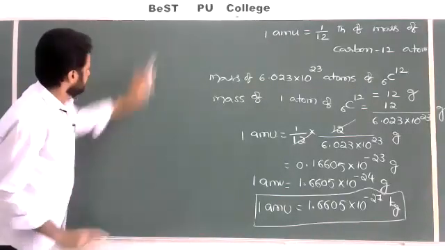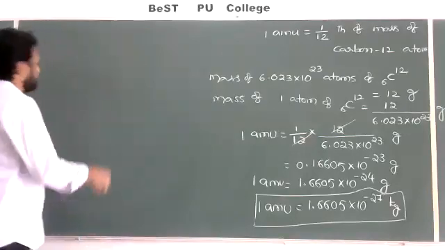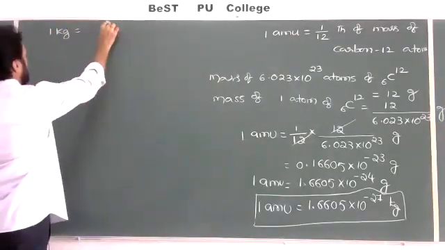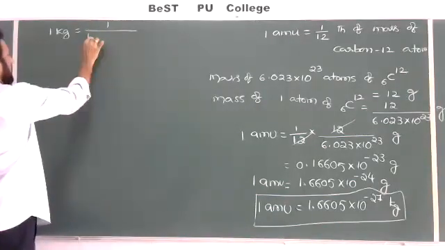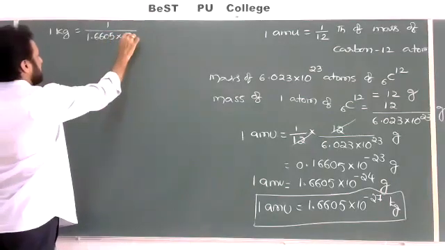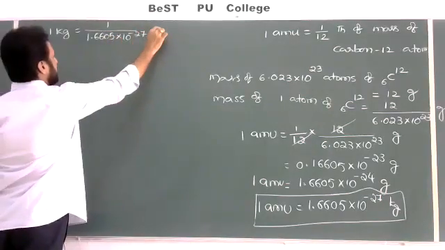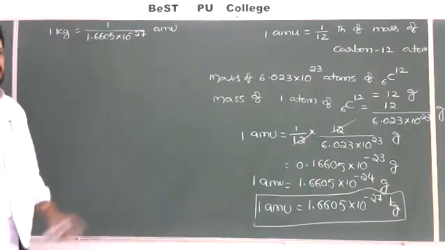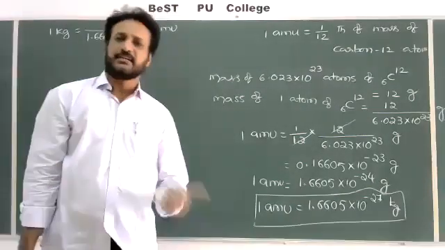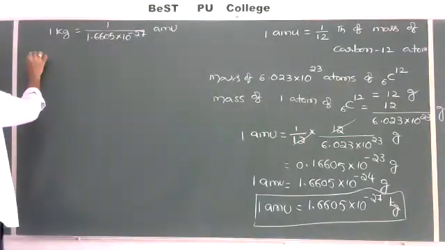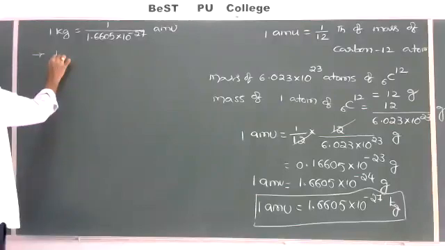So to convert kg to AMU, I'll take 1 kilogram equal to 1 by 1.6605, or 1.66 × 10^-27 AMU. That is simple for converting kg to AMU or AMU to kg. With this, I'll give one or two examples. Like the proton, I'll take.